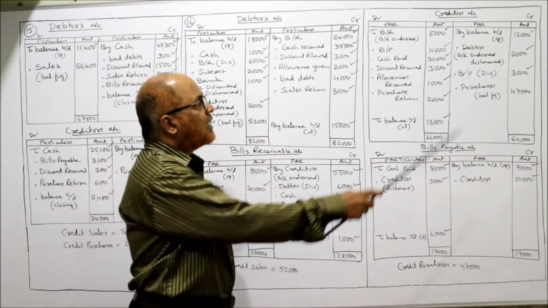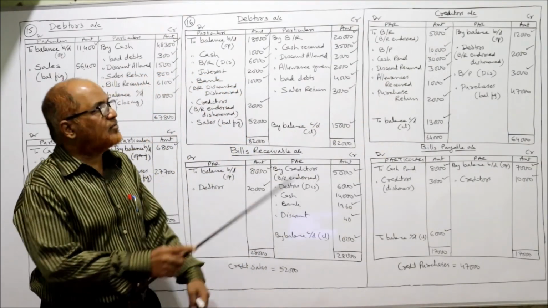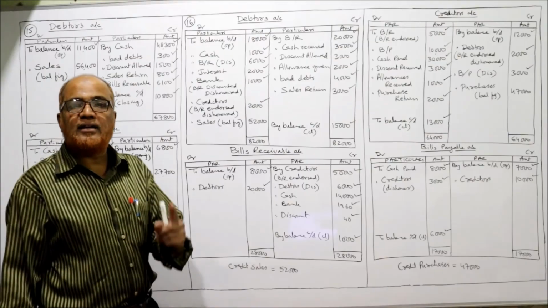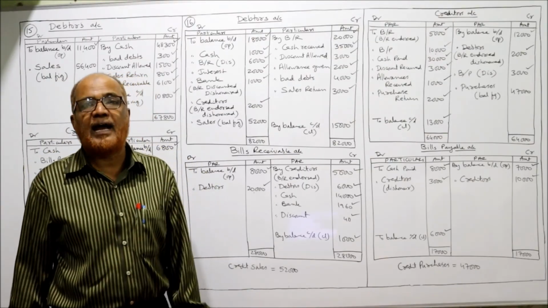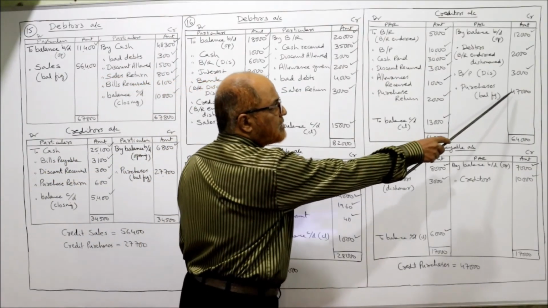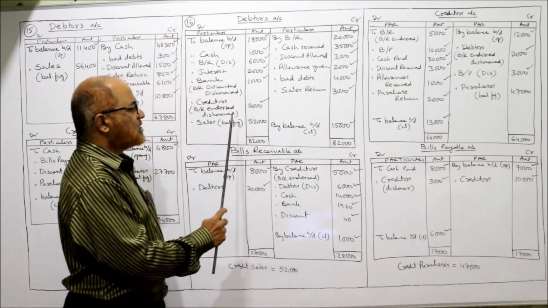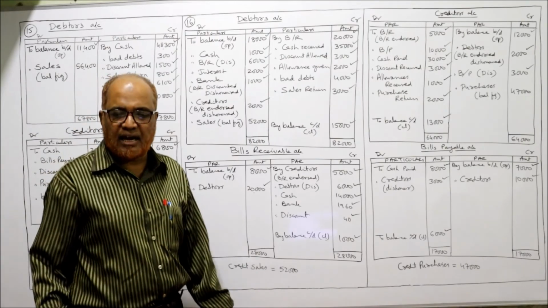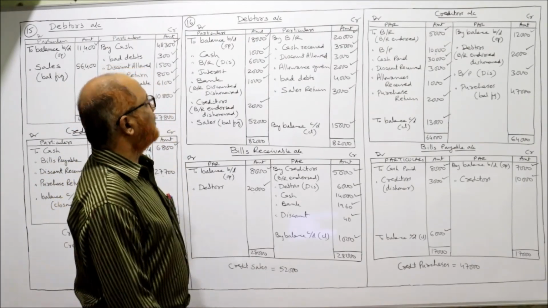The purchases we can get from creditors, sales we can get from debtors, provided you remember all the journal entries. That's all. So we got credit purchases 47,000 and credit sales 52,000. That's all. This is the end of problem number 16.